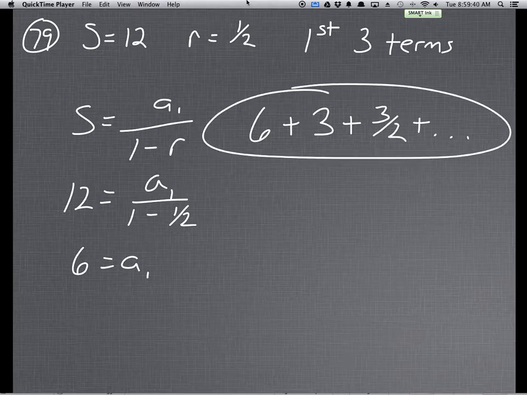Make sure you write it as a series, because we're talking about an infinite geometric series. So we want to write it as a series.